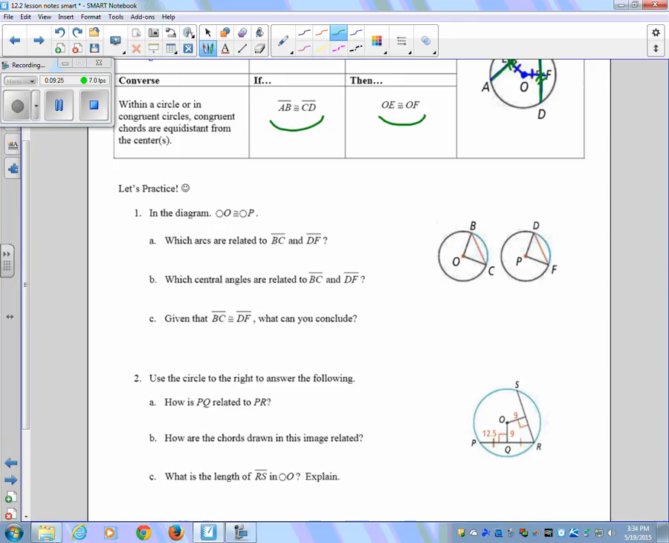This is a loaded section here. So if we look at this, which arcs are related to BC and DF? The arcs that are related to chord BC and chord DF are just going to be arc BC and arc DF. That makes sense, right? Which central angles are related to them? Well, we've got the central angle here, so it's going to be angle BOC and angle DPF.